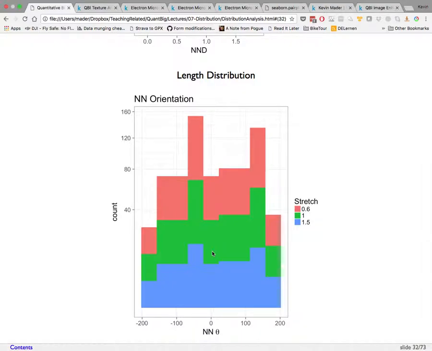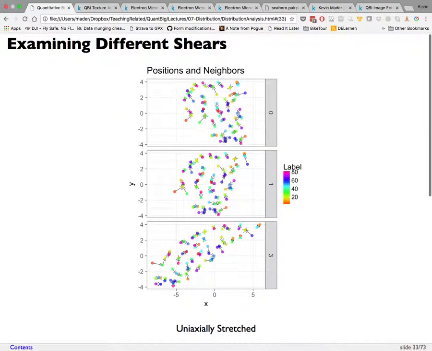So we see here as well that as we change the stretch, the orientation distribution does not change at all. So this might appear to be much higher, but these are all stacked on top of each other. And so in fact, we have exactly the same distribution that's just being lifted up. So we can now do something like shear.